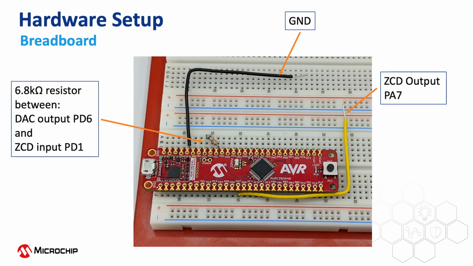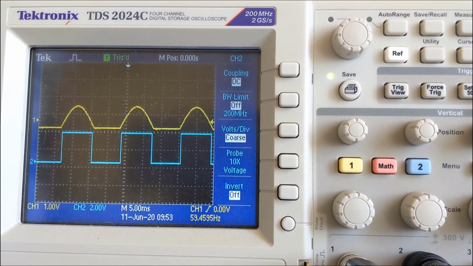I have on hand a 6.8 k ohm resistor, which I will place between the DAC output on pin PD6 and the ZCD input on pin PD1. Now let's take a look at the oscilloscope. I have channel 1 in yellow and channel 2 in blue. Channel 1 shows the sine wave generated by the DAC.